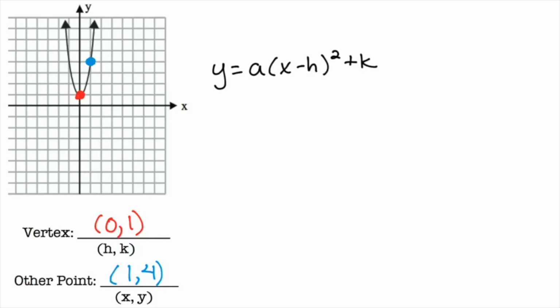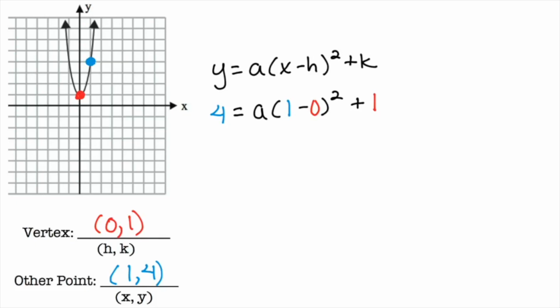So now we're going to use the vertex form, and we're going to replace y, x, h, and k, and we're going to solve for a. So those are the things we're leaving alone. We replace y with the 4, and the x with the 1, and then the h with the 0, and the k with a 1, and that's where they all go into where they belong.